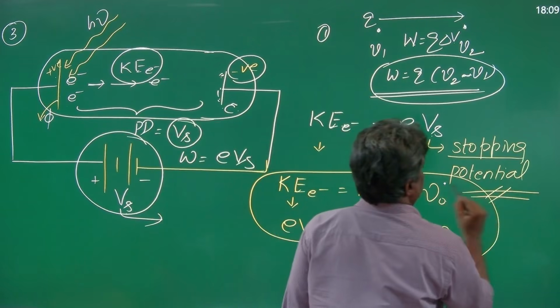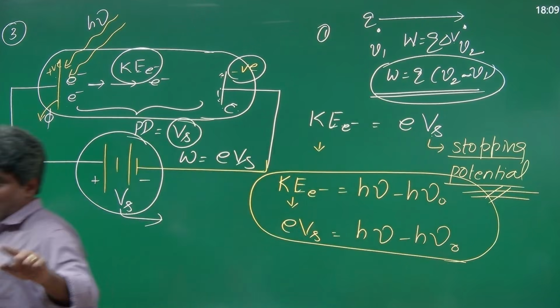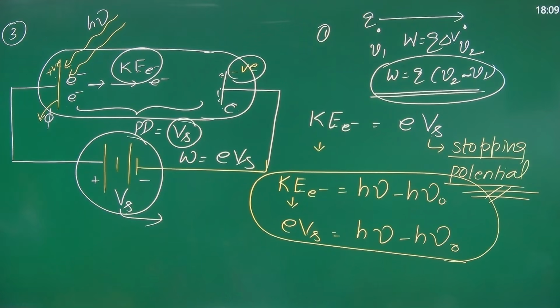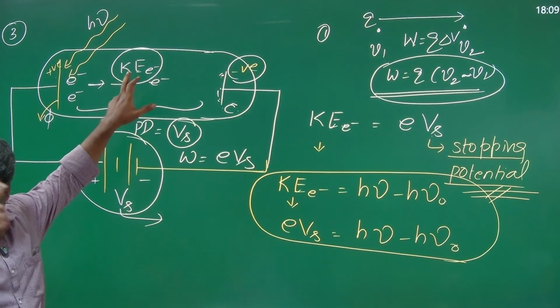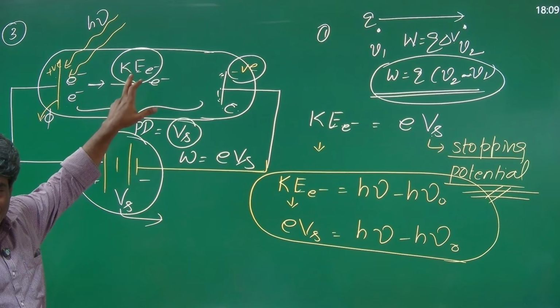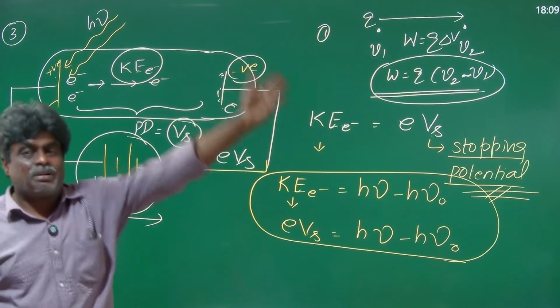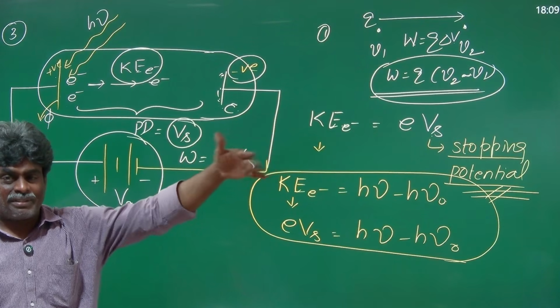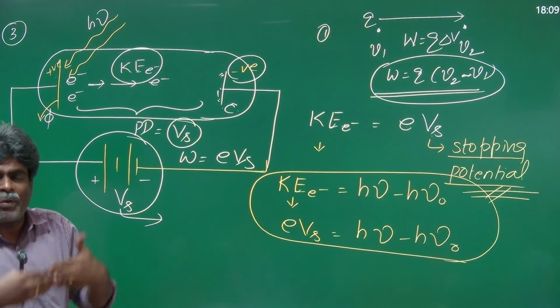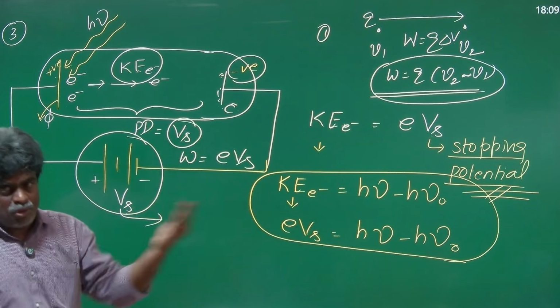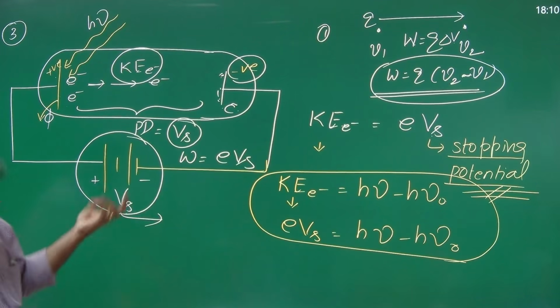Once again, tell me what is the stopping potential definition? The potential required to stop. Why is it the most energetic electron? Maximum. The electron's kinetic energy is already maximum. If you are stopping that maximum kinetic energy electron, that's why this is called stopping potential, the potential required to stop the most energetic electron.